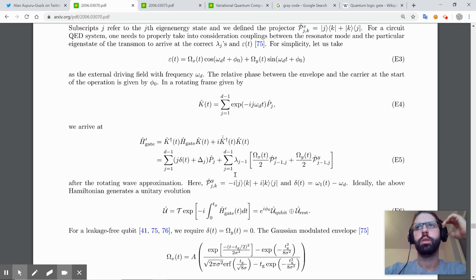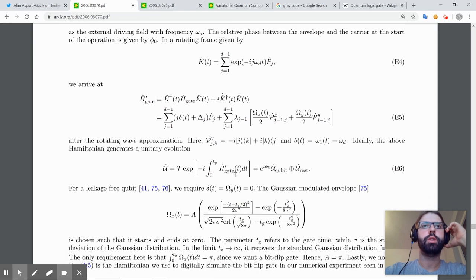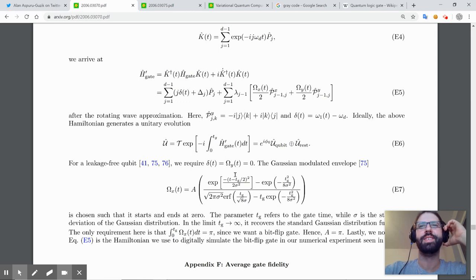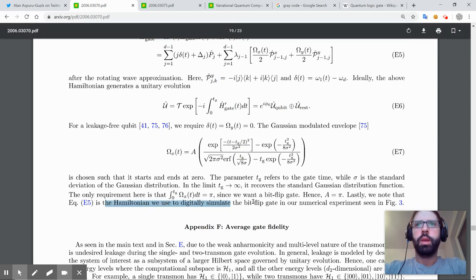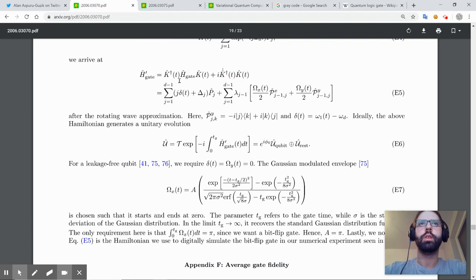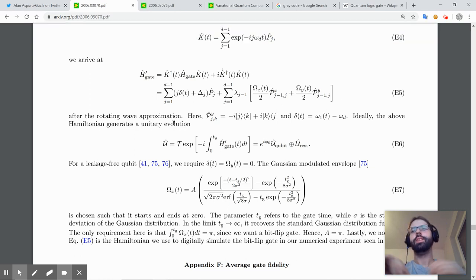unitary evolution. For leakage free, we require a Gaussian modulated envelope. This is the domain expert part. It says that it starts and ends at 0. The parameter TG refers to the gate time. So the Hamiltonian that we use to digitally simulate the bit flip gate in our numerical experiment seen in figure 3, equation E5. Okay, so this is it. So this is what they use to simulate the NOT gate. So again, this is the Hamiltonian of a system that is supposed to create the NOT gate, because you want to simulate that. That's pretty nuts.